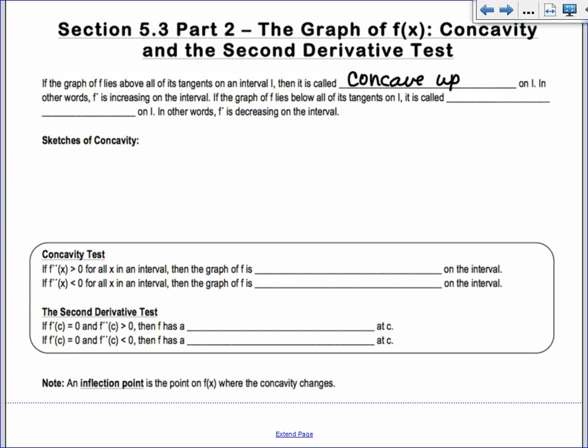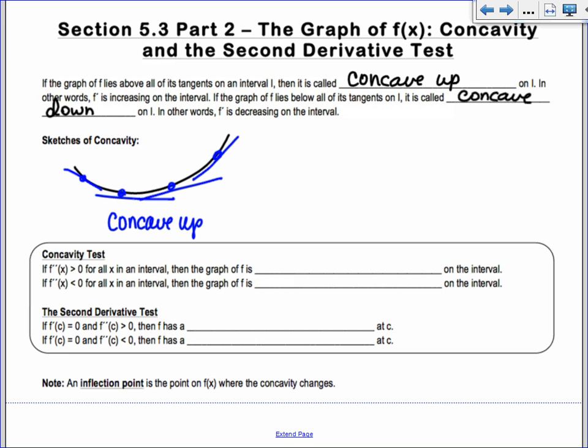So we're talking about the second derivative. It says if the graph of f lies below all of its tangents, then it's called concave down. Okay, I hate this definition. I think it's stupid. So I'll explain what it means. Concave up means that if I have a curve like this and I draw in all the tangent lines, do you see how they would have to be below the curve? Okay, that's concave up.